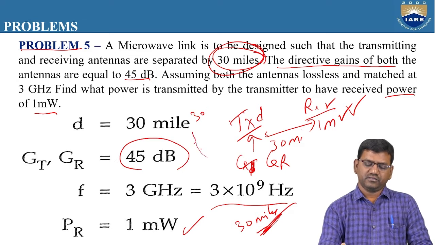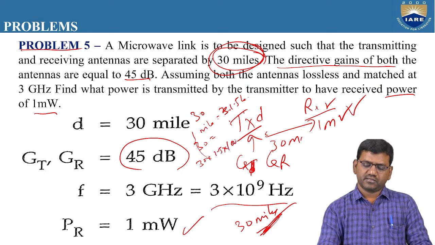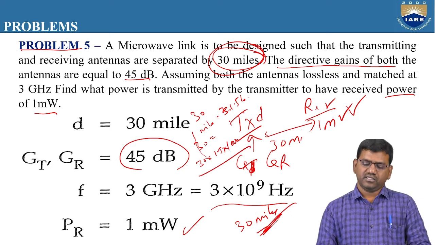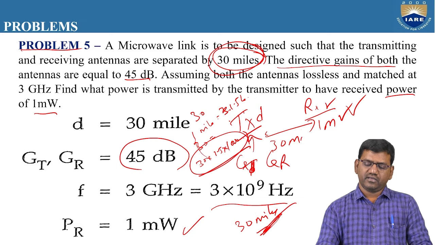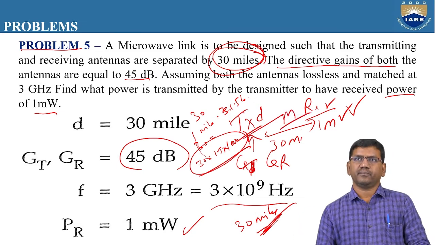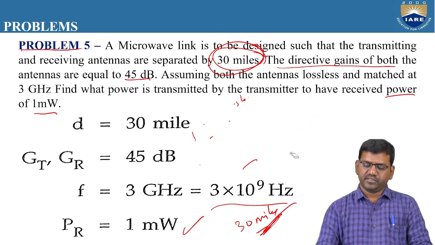So 1 mile is equal to 1.5 kilometers, and 30 miles is equal to 30 into 1.5, and 1 kilometer is equal to 1000 meters. If you simplify this expression, 30 into 1.5 into 1000, you will get it in terms of meters.